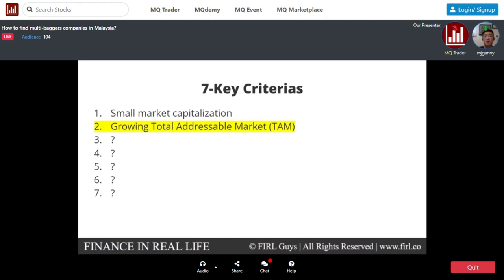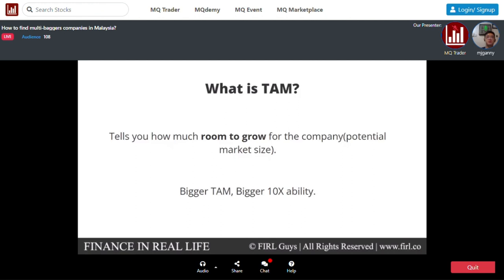The second one is what we call, it must have a growing total addressable market, or sometimes we call it TAM for short. So what is TAM, right? What is the purpose of this to you as an investor, to you as someone who wants to find that multi-bagger? Total addressable market, quite simply, just tells you, for that company in that industry, how far can it grow? What is the runway? How long is it?